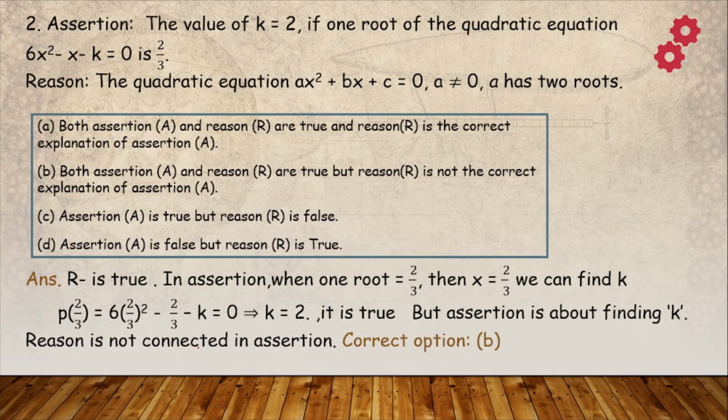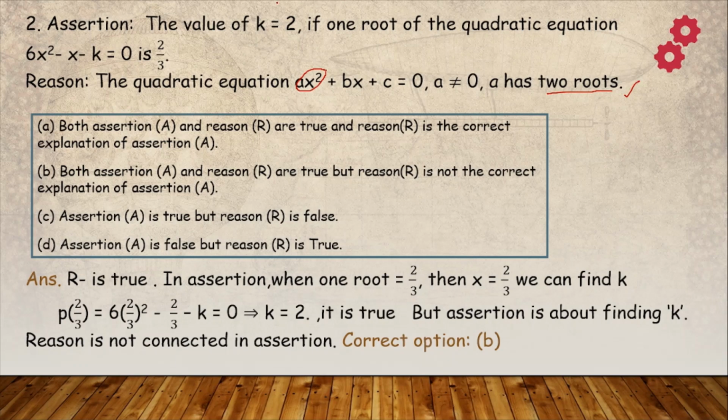Question 2. Assertion: the value of k equal to 2 if one root of the quadratic equation 6x square minus x minus k is 0 is 2 by 3. When one root is 2 by 3, the value of k will be 2. This is the conclusion. The reason says the quadratic equation ax square plus bx plus c equal to 0 and a is not equal to 0 has two roots. Yes, of course, a quadratic equation has at the maximum two roots. So if I say it has two roots, it is a true statement only.